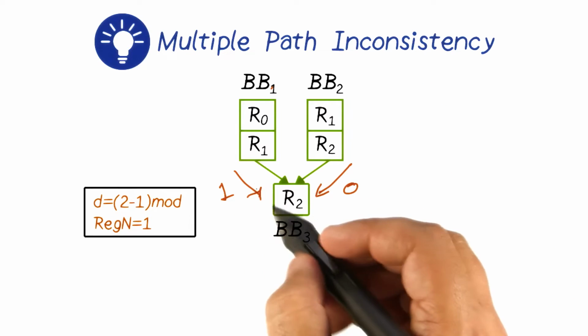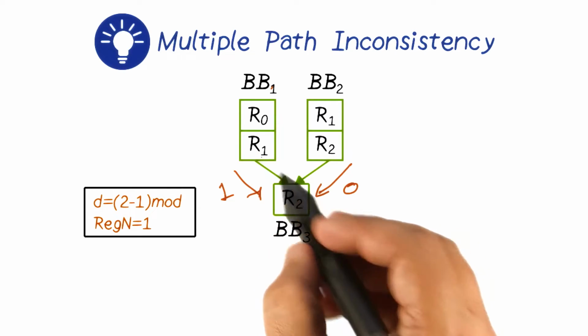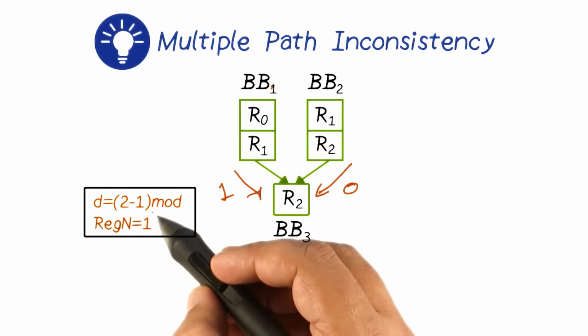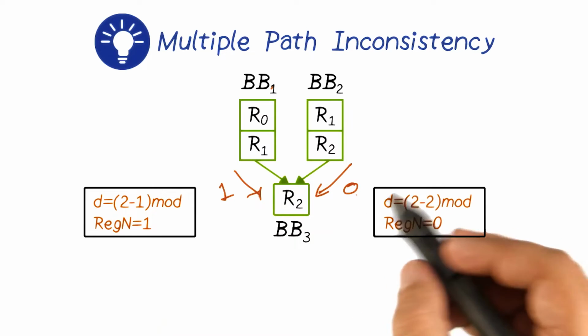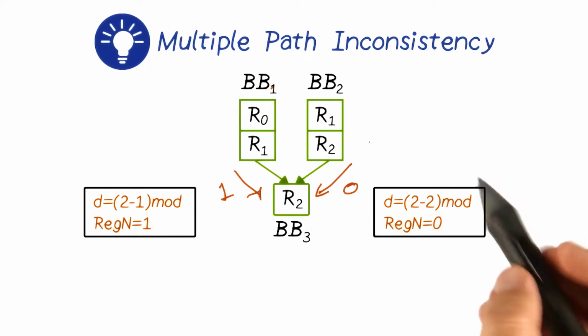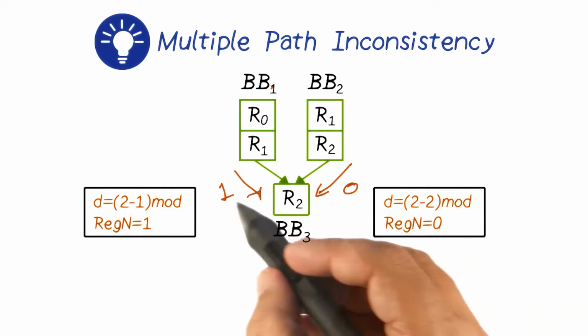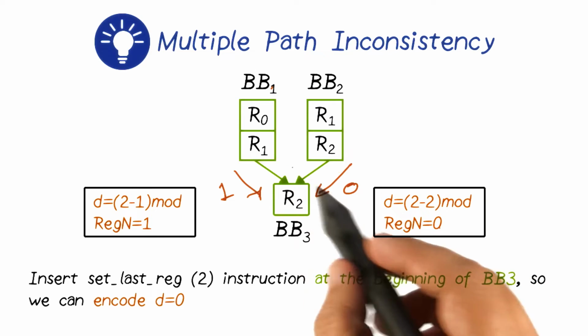Let us look at these differences in terms of our encoding scheme. So the difference coming from this particular path going to R2 is 2 minus 1 modulo number of registers, and that is equal to 1. The difference on this side is, however, 2 minus 2 modulo number of registers is equal to 0. And so that's how we have 2 different differences here. So how are we going to reconcile this?